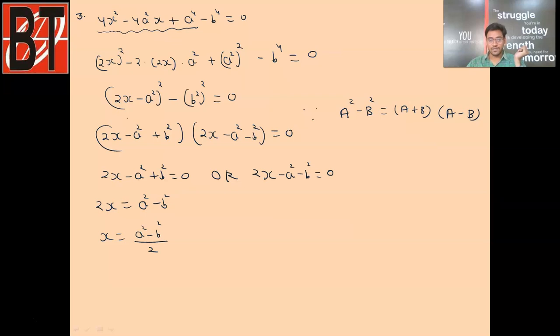Or from here you can check 2x is plus a square plus b square. I just transpose the two terms in the right hand side. So the value of x from here will be (a square plus b square) upon 2. So students, these are the required answers. It's a very good one, in which we have to just think out of the box. Yes, we can use the identity also for factorizing.